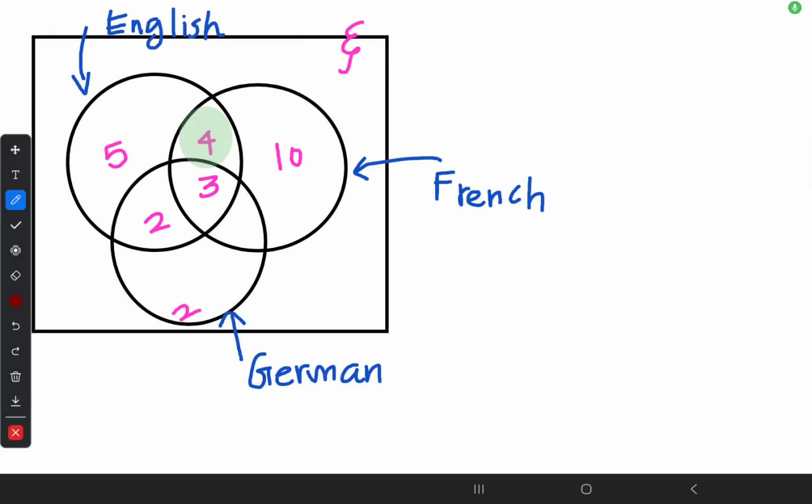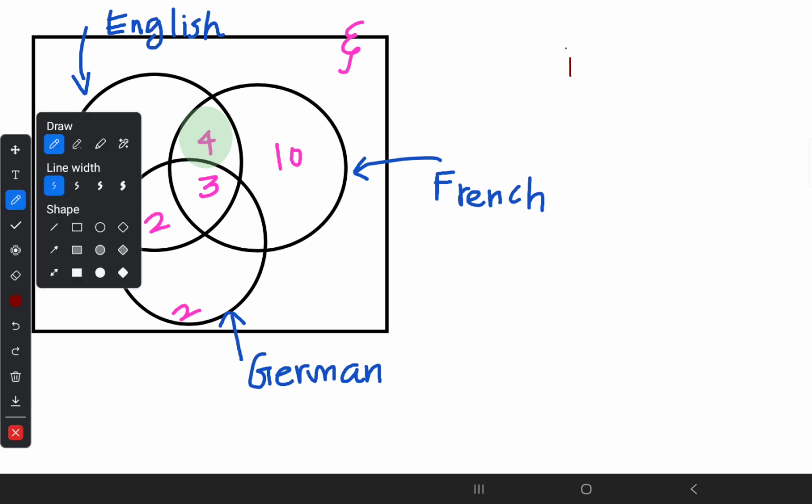This Venn diagram has been drawn with the information that was noted down on the languages that a group of tourists who visited Syria could speak. It includes English, French, and German. How many can speak English? So, that's our first question.